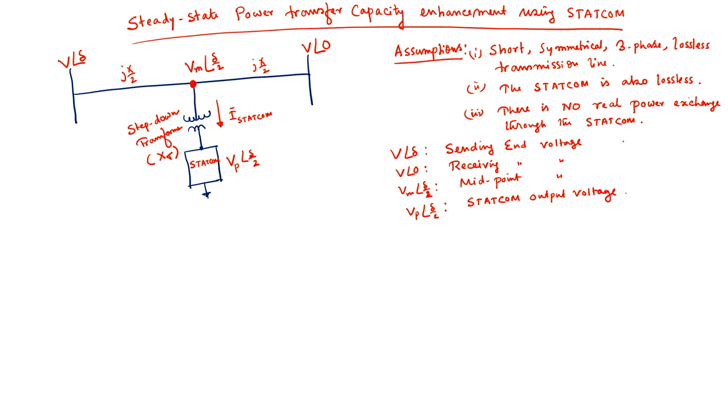Okay. And X sigma is basically the representation of the step down transformer reactance, or leakage reactance, as you know, and this x by 2 is the representation of the line reactance. Okay. So, this is what we have.